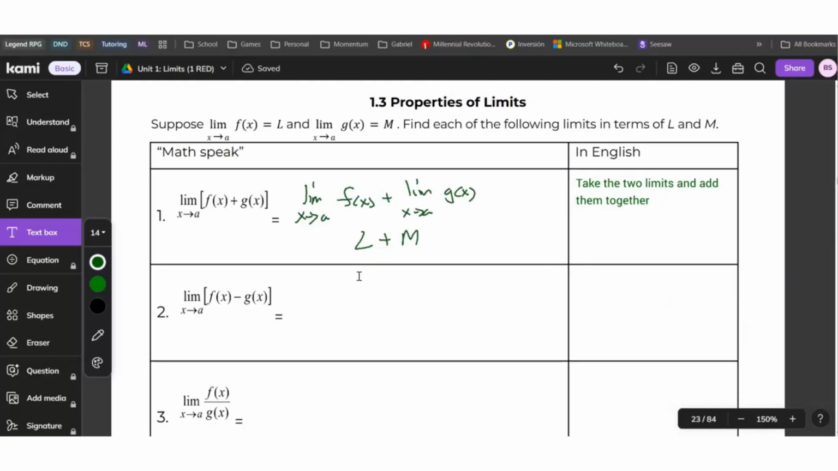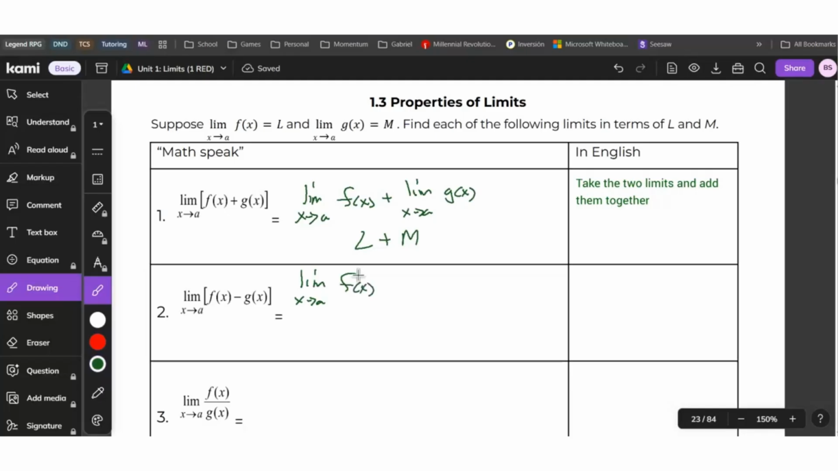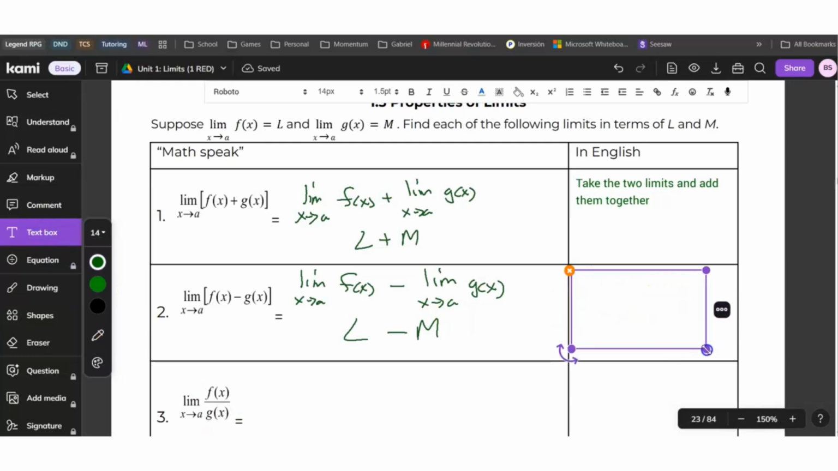Now for f and g, when we subtract, it's exactly the same thing, right? So what we're going to do is take the limit as x approaches a of f of x minus the limit as x approaches a of g of x. Or it would become L minus M. And in English, this just means take the limits and subtract them. Okay?